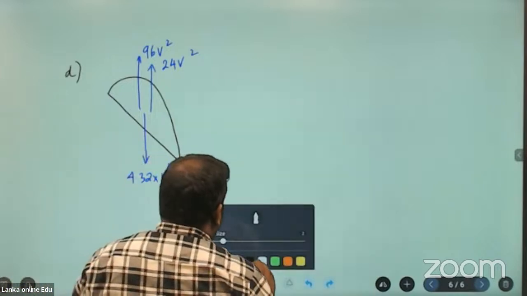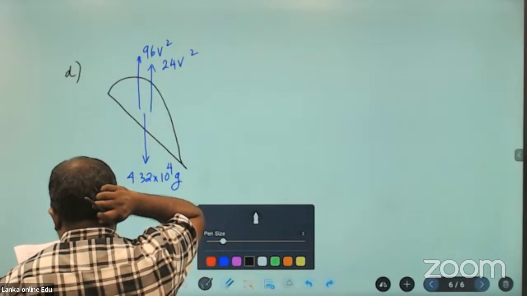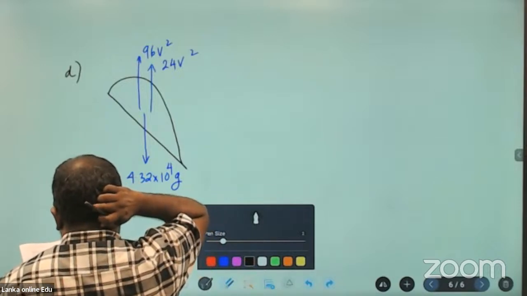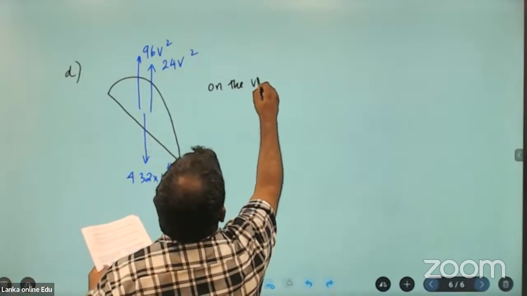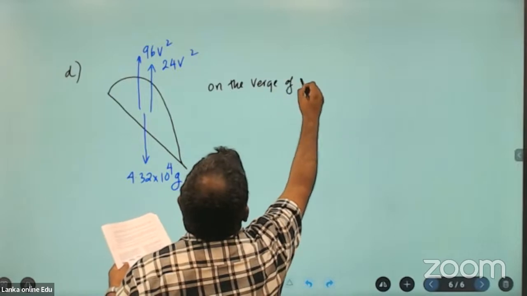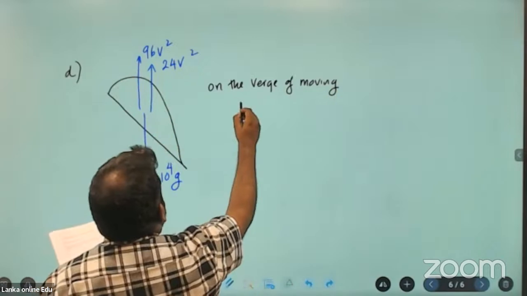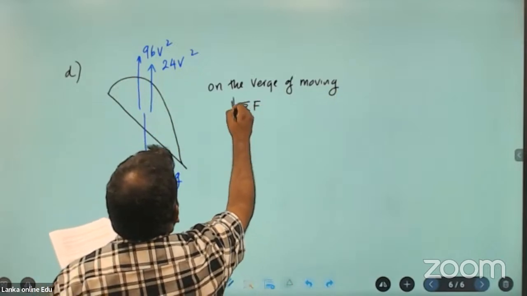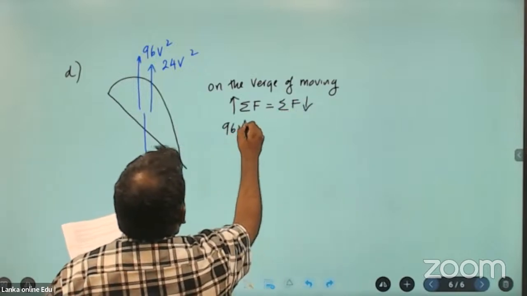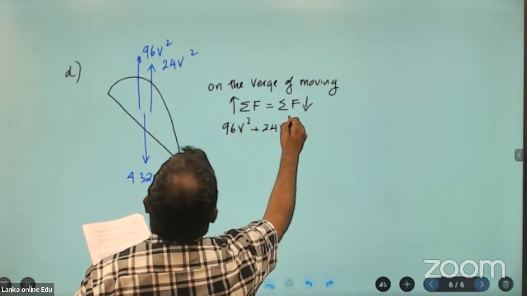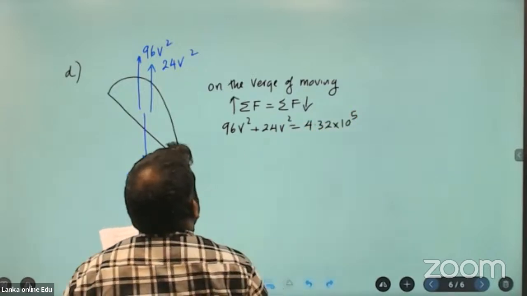So just to take off, they're asking for the minimum speed at takeoff, on the verge of moving upward. Upward vertical forces balance downward vertical force. Vertical forces are balanced. 96 V squared plus 24 V squared is equal to 4.32 × 10 to the power 5 Newton.